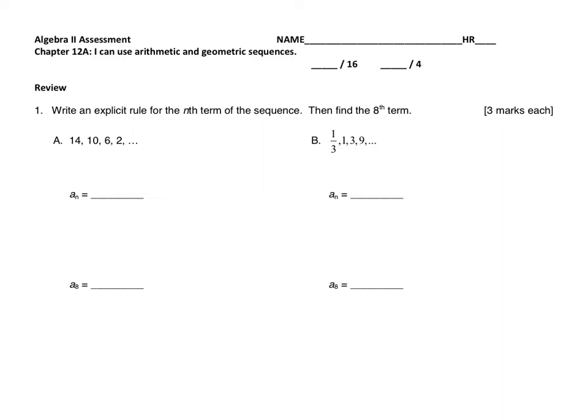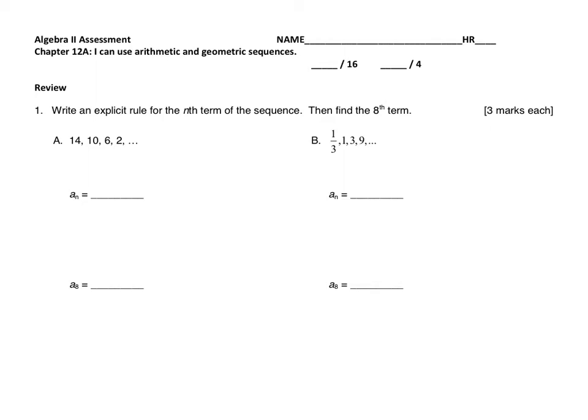Okay, here is the Chapter 12a review. Question 1. Write an explicit rule for the nth term of the sequence. Then find the 8th term. So the explicit rule is the one that looks a little bit more like a normal formula.